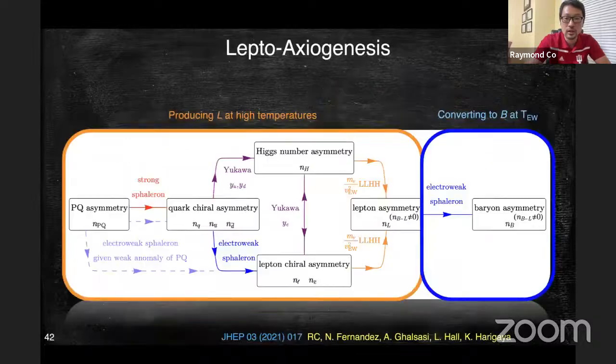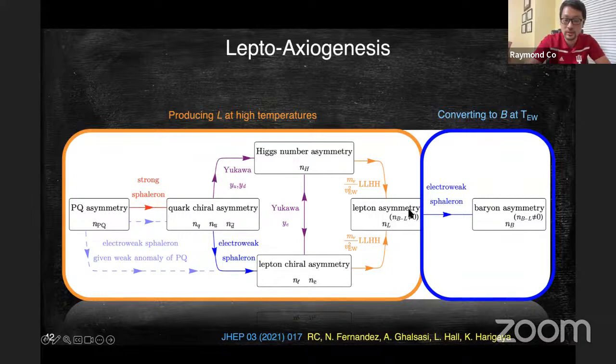production rate. So I won't bore you with all the details of the transfer diagram, but the basic idea is that it gets transferred into the standard model charges, and then this lepton number violating operator generates the lepton asymmetry at high temperature.